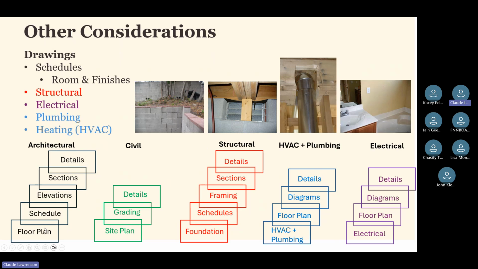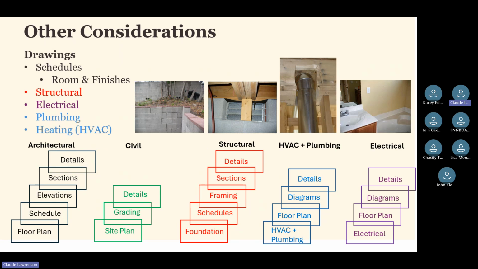So you'll see below drawings, we could have schedules, room finishes. There are drawings such as structural, electrical, plumbing, and heating or HVAC, heating, ventilating, and air conditioning. So I just kind of made it a simple set of drawings here for a floor plan. Certainly we'd have a site plan, a schedule, elevations, sections, and details. I got 1, 2, 3, 4, 5 drawings for architectural.